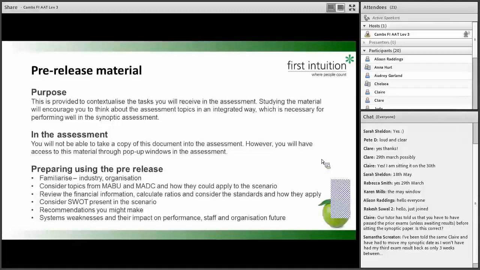Also think about, from your financial statements of limited companies point of view, which standards are of interest, which ones are most appropriate for this scenario that you've been given. Are they likely to be holding much inventory? What's my inventory standard? What are the conditions of it? What do I need to think about I could have to apply? I would also suggest doing a SWOT analysis. Think about the strengths, the weaknesses, the opportunities and the threats that you can identify in that pre-release material.